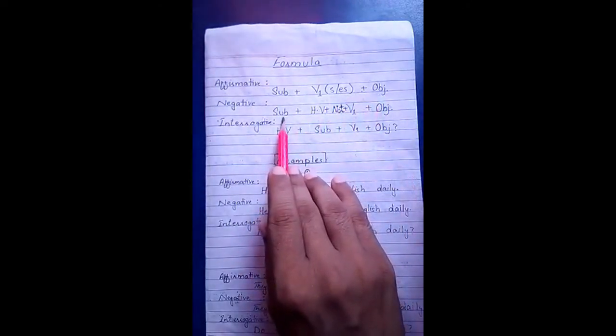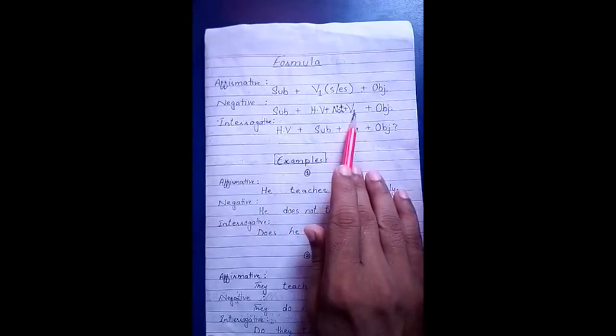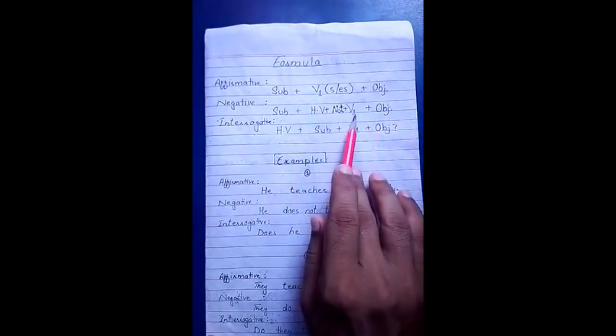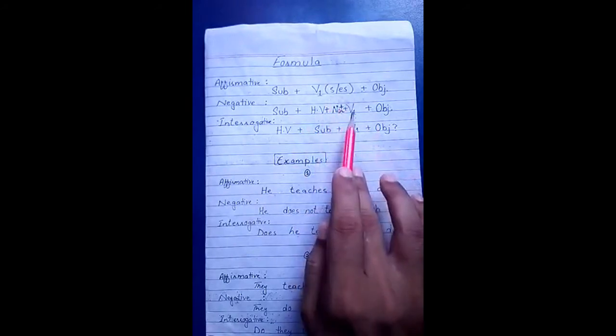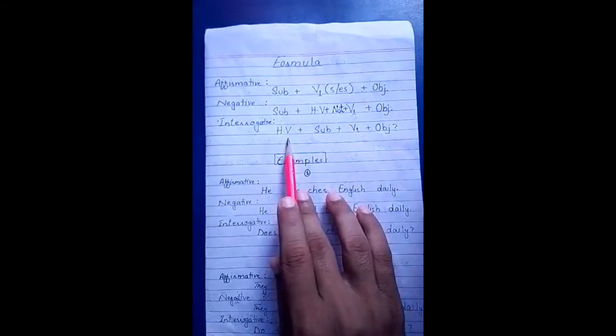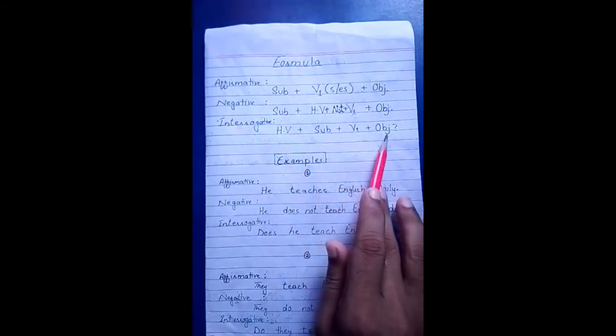Then negative is subject, helping verb, then not, verb first form plus object. So you can see here when we use helping verb do or does, there we do not use s or es in verb. Okay, in interrogative we use helping verb, then subject, then verb first form, and then object.